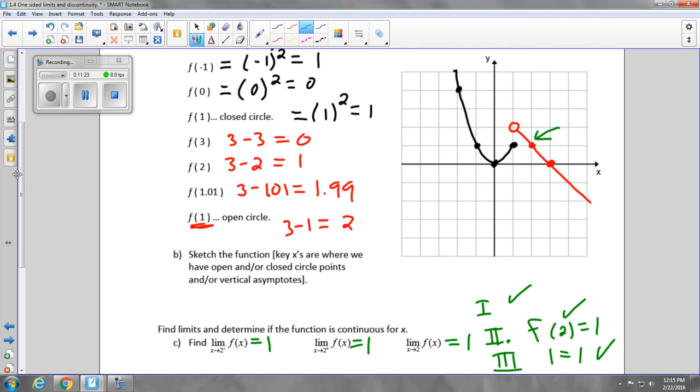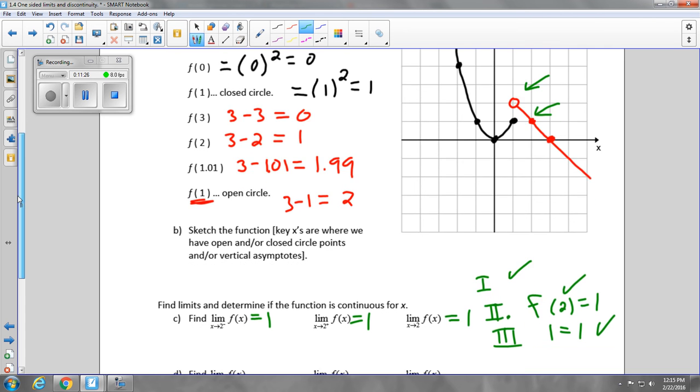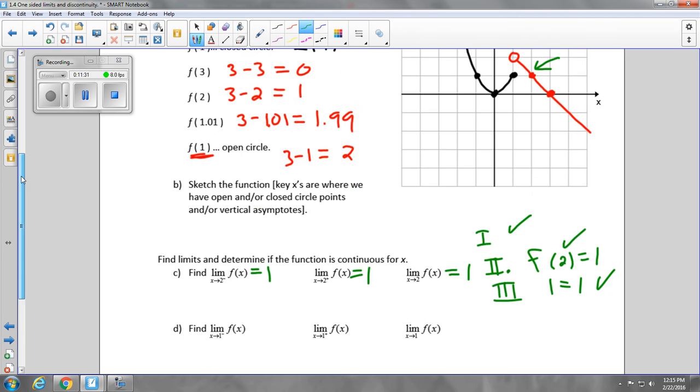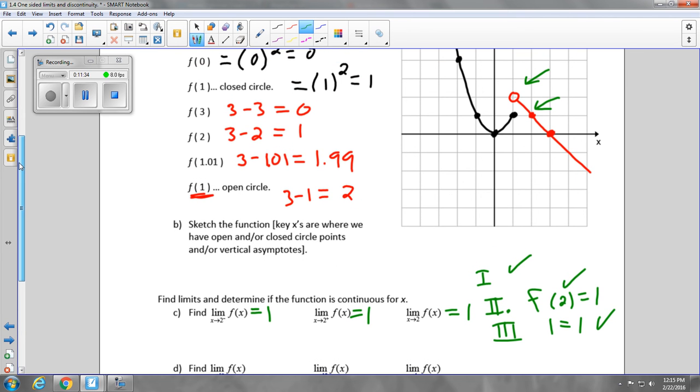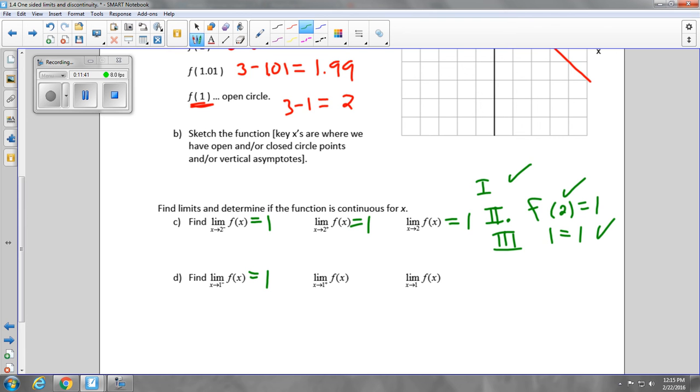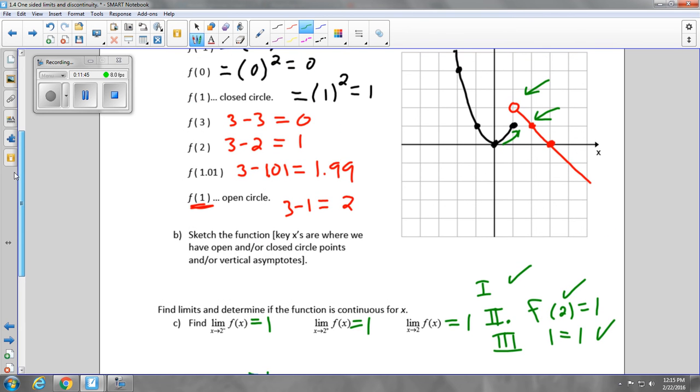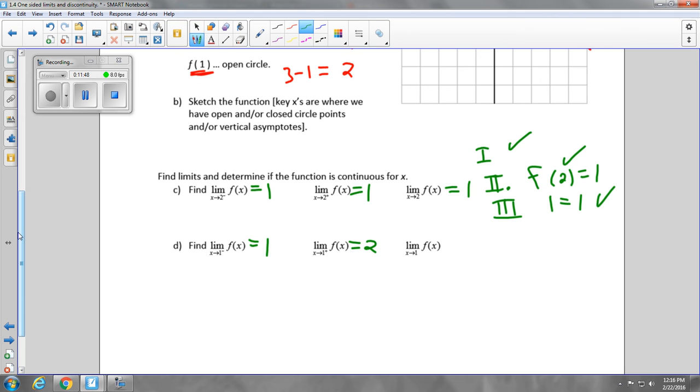We're looking now at this point. So as it approaches 1 from the left, that's going to be equal to what? Just 1. It's just approaching 1. So as it's approaching 1 from the right, it's approaching 2. So this is undefined. So right off the bat, 1's not met. It's not continuous. Alright, so that's it.